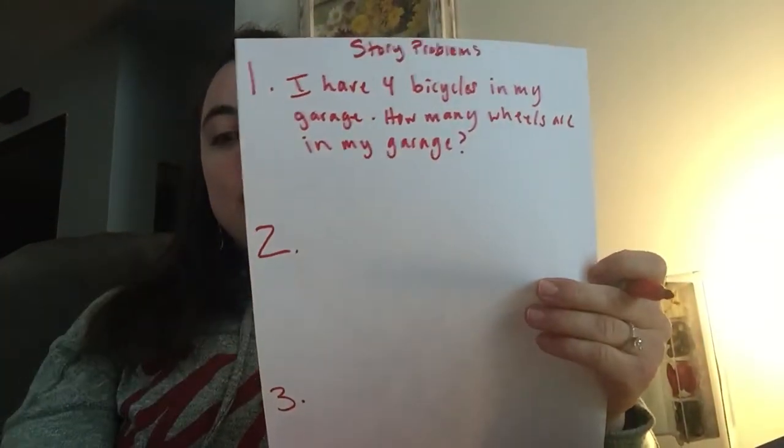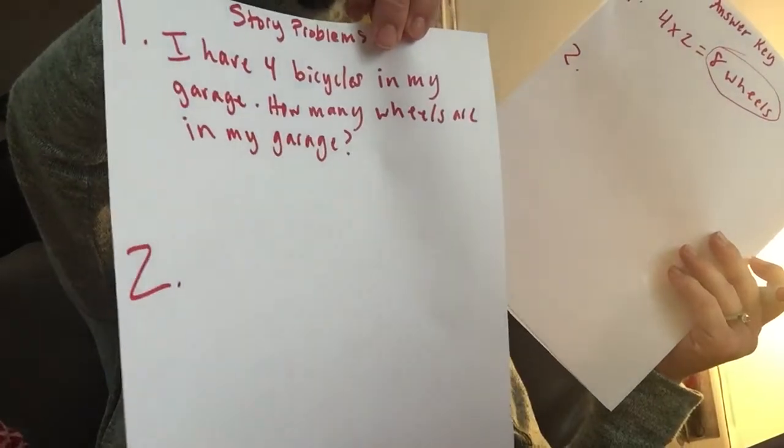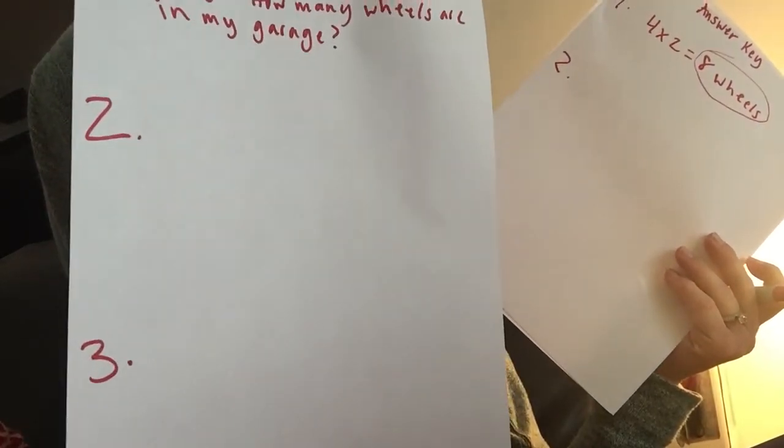Okay, then on my answer key, I would write my equation out, which would be 4 times 2 equals 8 wheels. So you have your equation, your answer. Always circle your answer with your label on your answer key. Story problems right here, 1, 2, 3. Okay, so that's what you're going to do for math today.